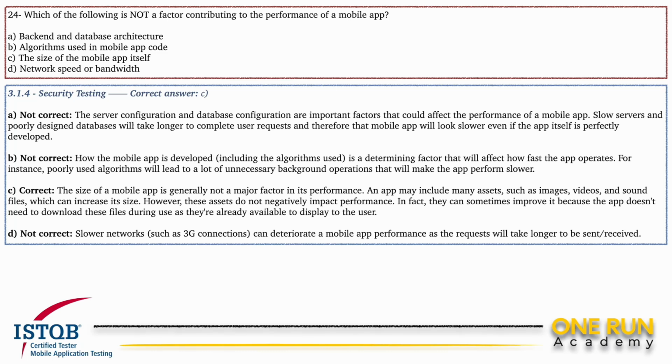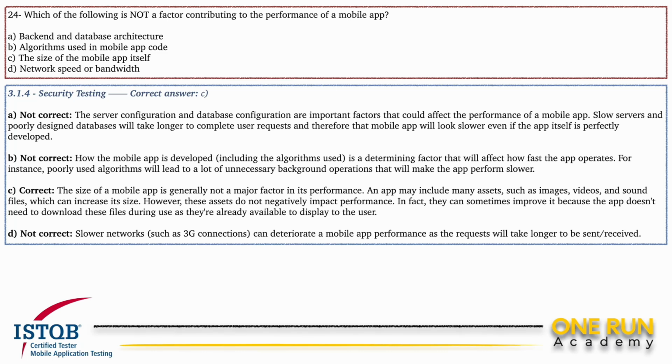Moving to option B, algorithms used in the code. This one is also a determining performance factor. You see, the algorithms implemented in the app's code play a significant role in performance to ensure the app runs smoothly. For instance, a poorly optimized algorithm can create unnecessary processing, causing the app to lag. Thus, the app's code and the algorithms it uses are crucial to its performance.